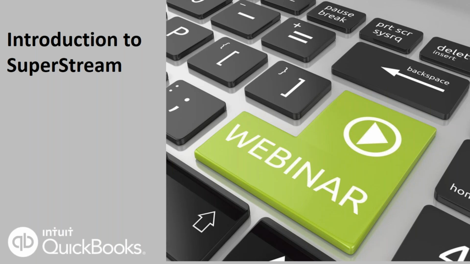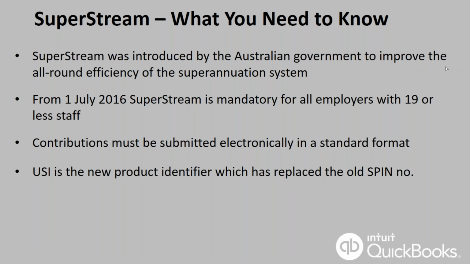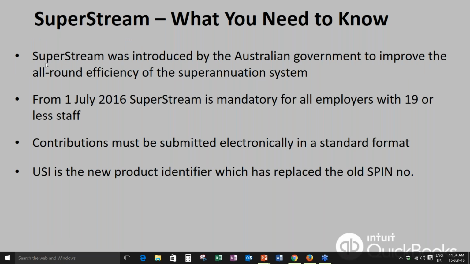Moving right along, a few things you just need to know about Superstream. Superstream was introduced by the Australian government to improve the all-round efficiency of the superannuation system. For bookkeepers and accountants, I think it's a great initiative, as we no longer have to spend all those onerous hours creating electronic and BPay files now that the government has forced small business to do this. It's mandatory from the 1st of July.